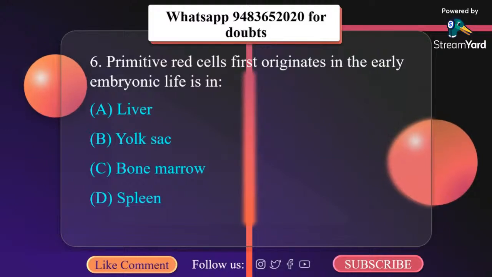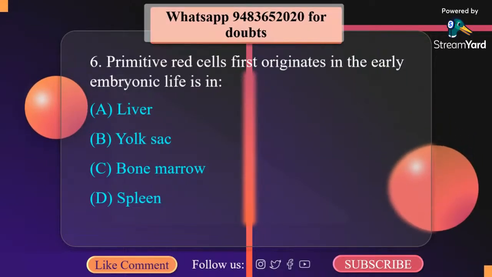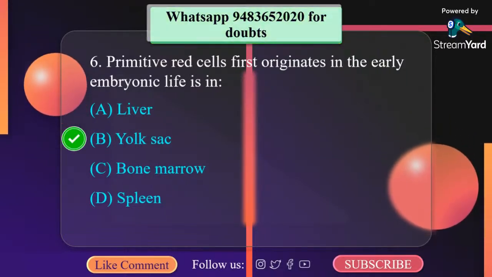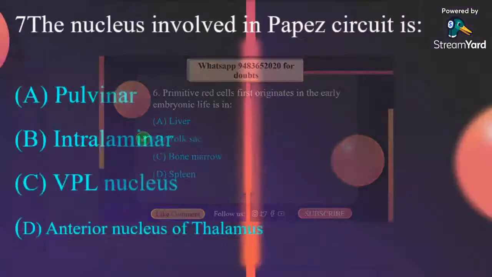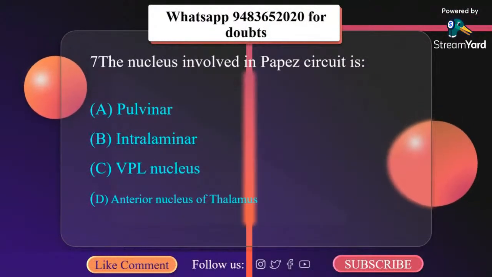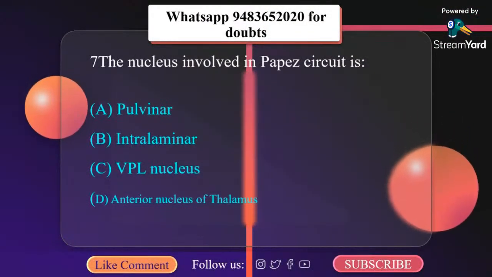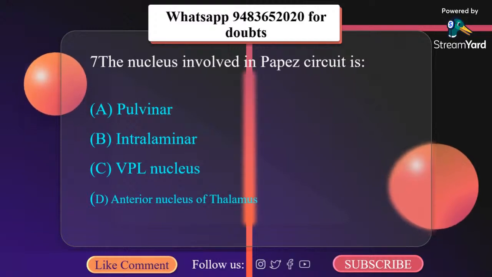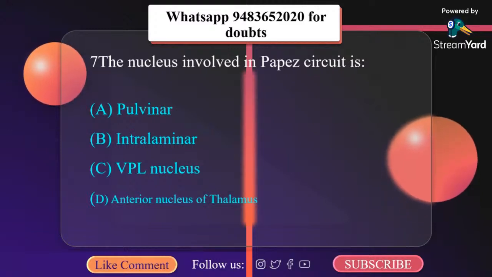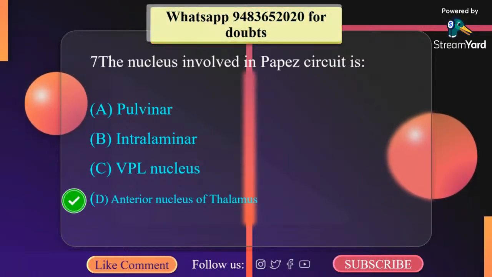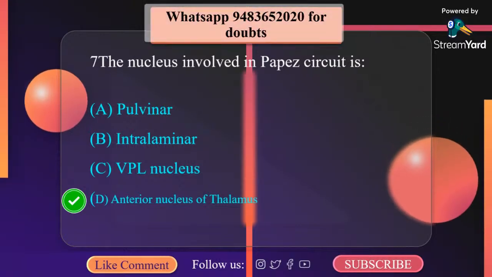Primitive red cells first originate in the early embryonic life in the yolk sac. The nucleus involved in the Papez circuit is A. Pulvinar, B. Intralaminar, C. VPL nucleus, D. Anterior nucleus of thalamus. It is anterior nucleus of thalamus.